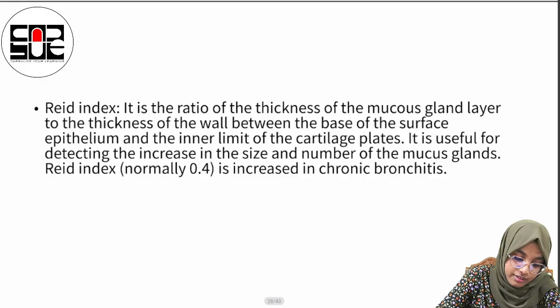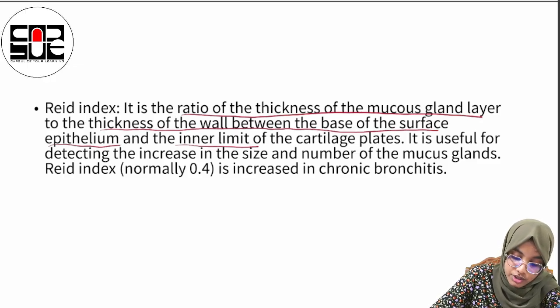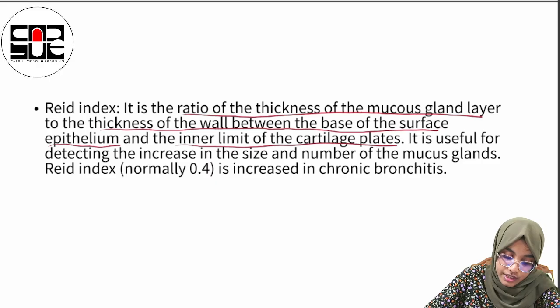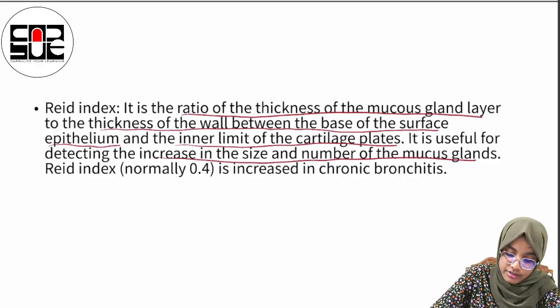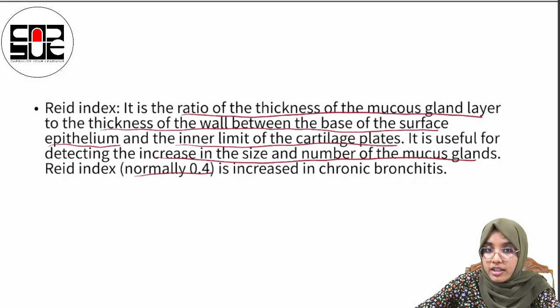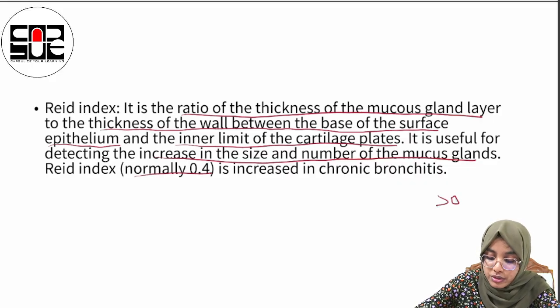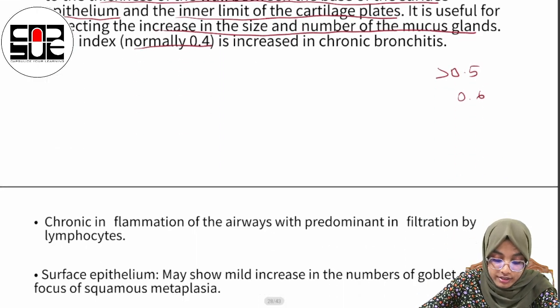So, as I mentioned before, the Reid index is the ratio of the thickness of the mucous gland layer to the thickness of the wall between the base of the surface epithelium and the inner limit of the cartilage plates. It is useful for detecting the increase in size and number of mucous glands. The normal value of the Reid index is 0.4 and it will be increased in chronic bronchitis. It will be more than 0.5. In severe cases, it can reach up to 0.6. So that is the Reid index.